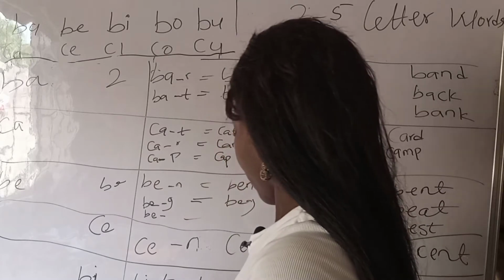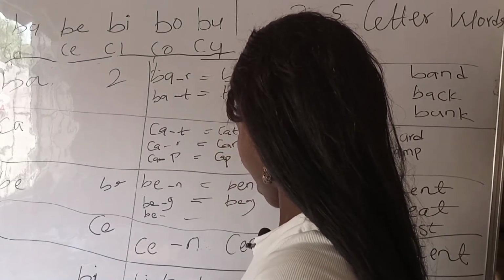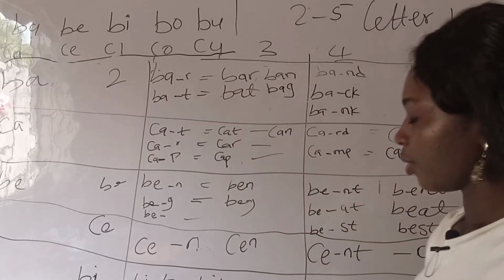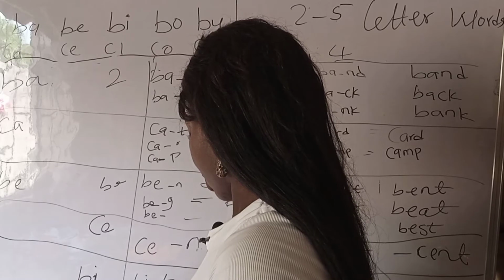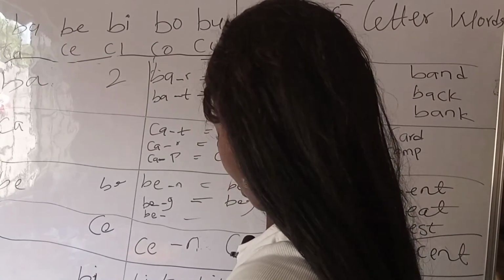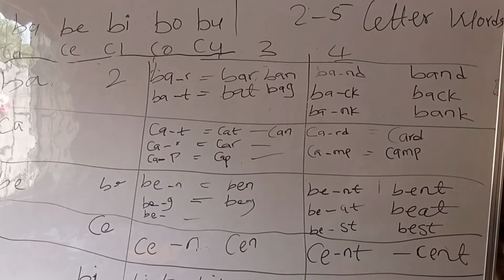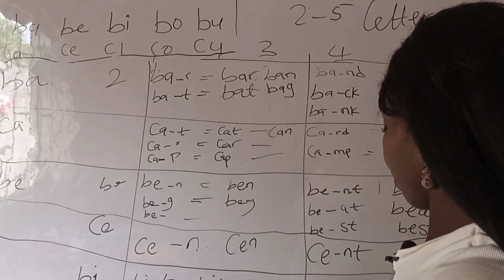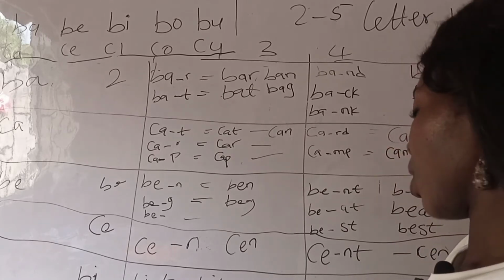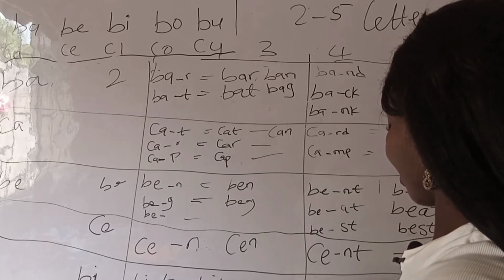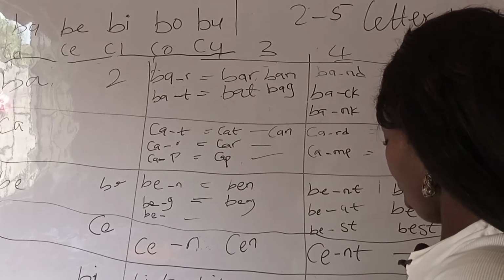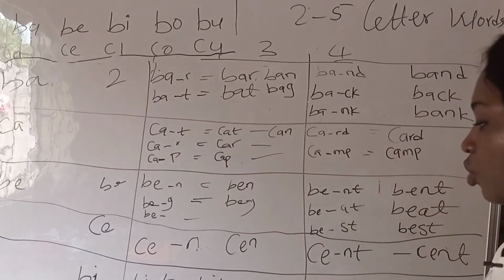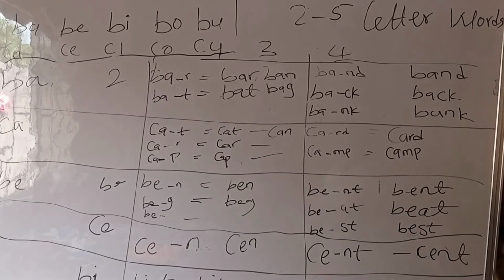plus T. We have beats. And we can as well have B plus H plus G. That is that. On the four letter words, we're going to have BI, and we should add what? We should add RG, and we have bed. We can also have BI and add, what should we add this time?